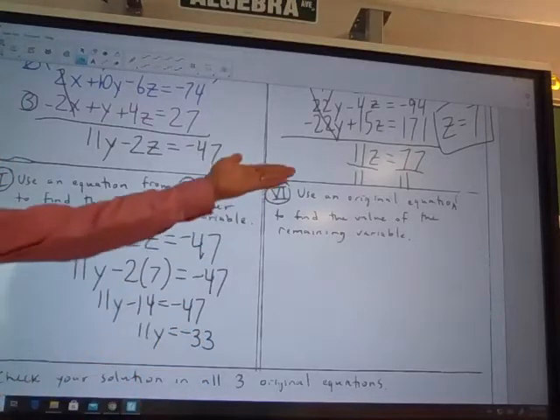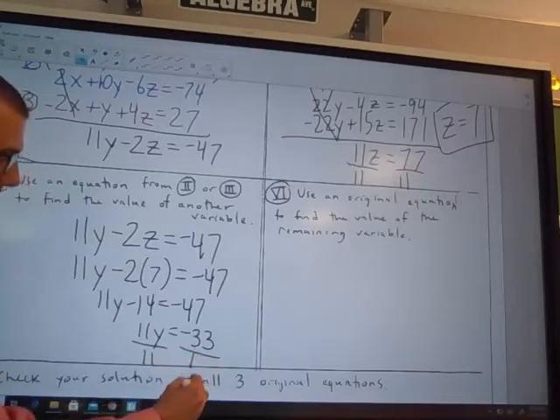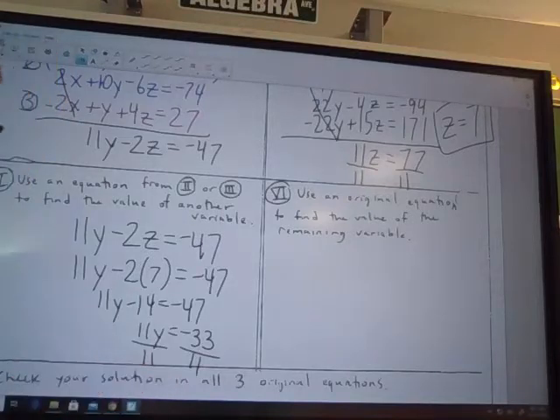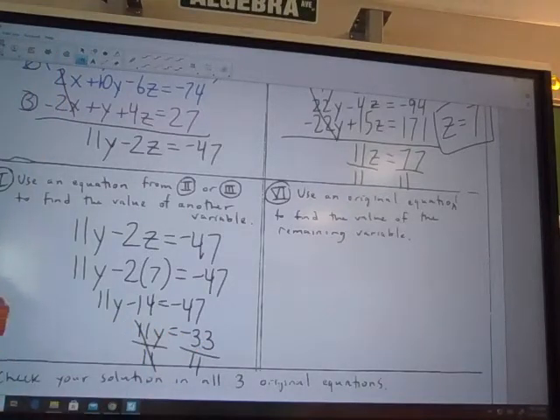And look at that, just like we did there, we're dividing by 11. Just a coincidence, but coincidences are cool. So those are gone. Negative 33 divided by 11 means y equals negative 3.